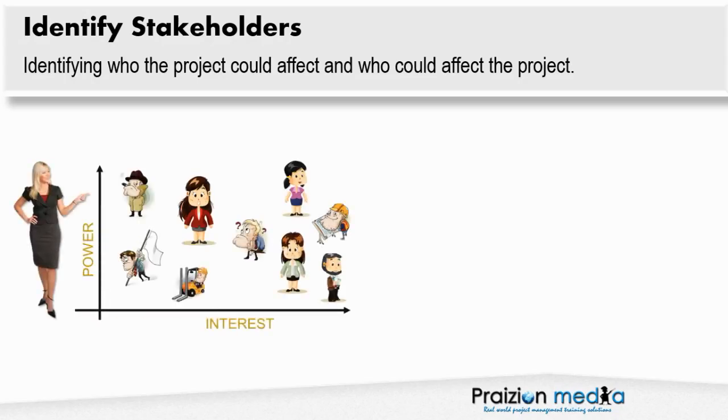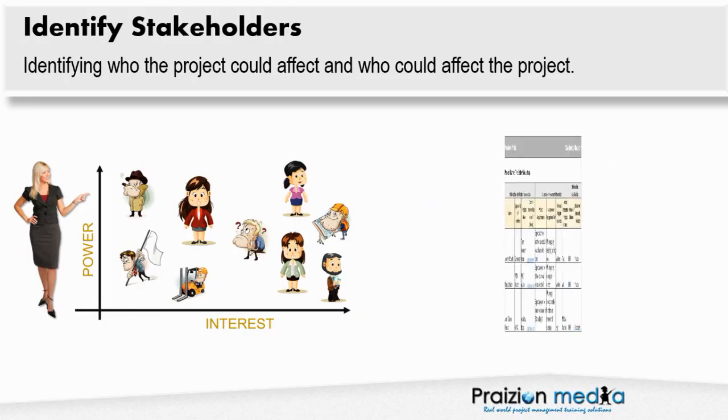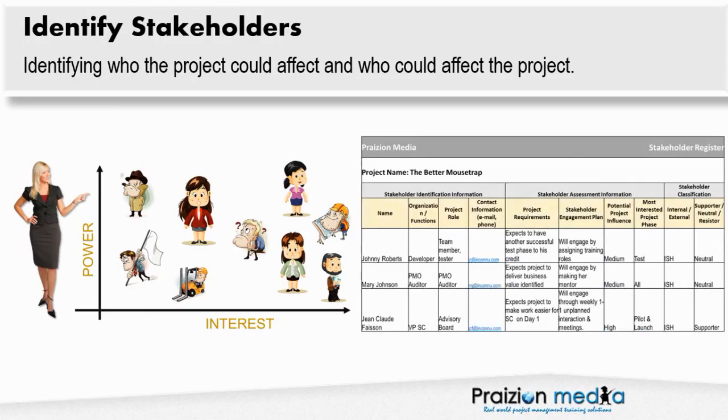You can see on the screen the lady pointing to a chart. It's called a power interest grid. What she's doing is called a stakeholder analysis. You can see she's trying to plot the stakeholders, taking a look at their level of power and their level of interest. After that's done, we take all this information and compile it into a stakeholder register.